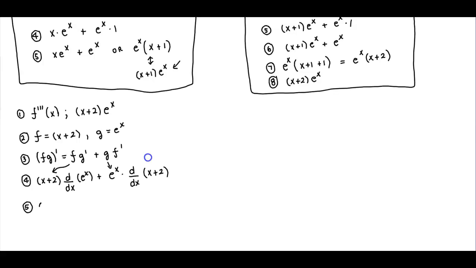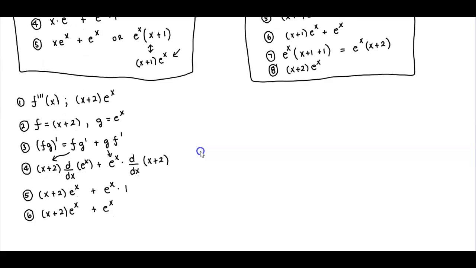Okay, now let's go ahead and simplify. So over here we end up with x plus 2 times the derivative with respect to x of e to the x, which is e to the x. Plus over here we have e to the x times the derivative with respect to x of x plus 2, which is 1. So now we end up with x plus 2 times e to the x plus e to the x.